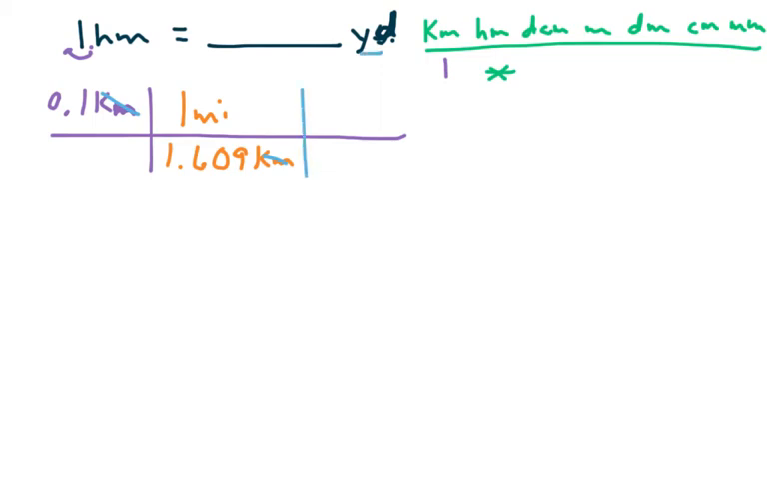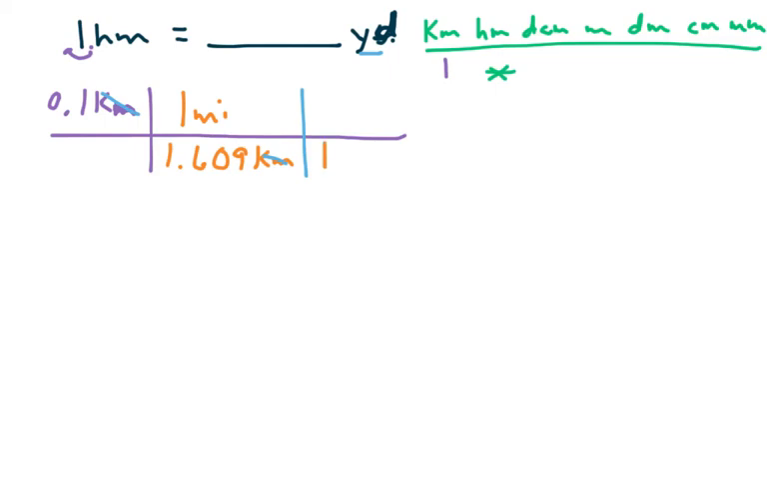I'm trying to get to yards. I don't have a direct relationship from miles to yards. We could set that up, but it's another larger number. And I think it's easier just to remember the one number of feet to miles as opposed to remembering two of them, feet to miles and yards to miles. So we're going to go to feet first and then feet to yards.